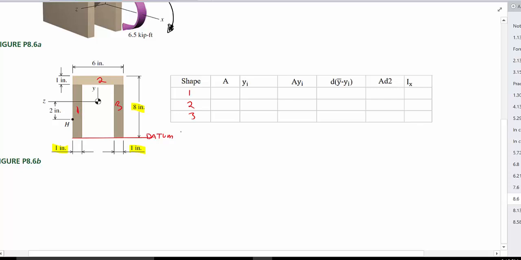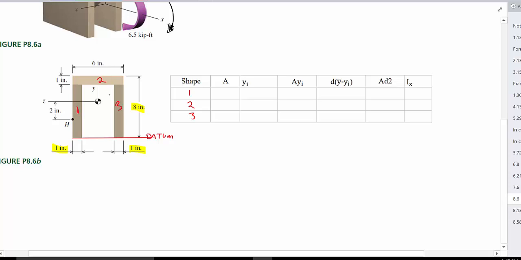For shape 1, 2, and 3, for sections 1 and 3, we can either take them as 1 inch wide and 8 inches tall, and then we would have to cut section 2 down by 2 inches, because it's 6 inches wide. We'd have to cut it down by 2 inches, and I'll make it 1 inch tall. Or we can do it the other way, and we could say that members 1 and 3 are 7 inches tall, and then this member 2 is 6 inches wide.